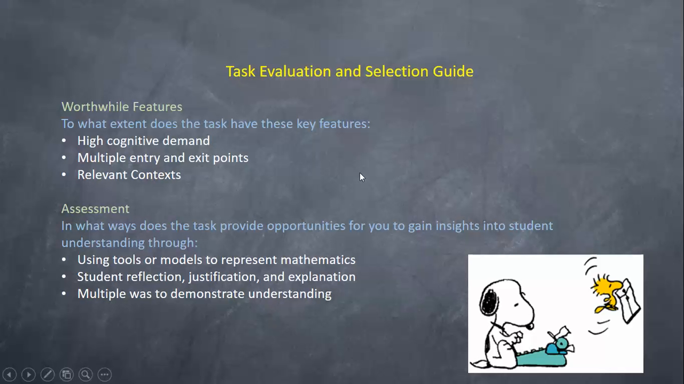Task evaluation and selection guide. Also, the worthwhile features that I was explaining. They demand high cognitive levels, and have multiple entry and exit points. They need to be relevant to the students nowadays. Also, assessments. We need assessments so we gain insights into the students' understanding. We could do this through reflections and explanations.